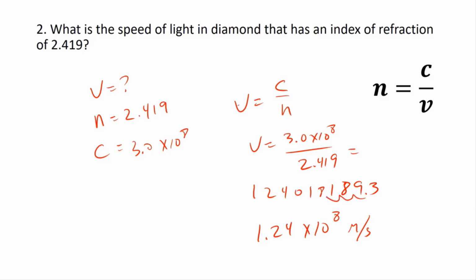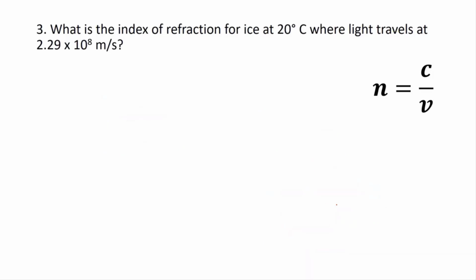Once again, 1, 2, 3, 4, 5, 6, 7, 8. That gives you this number right here, that 8. So that's not negative, that's just an 8. 1.24 times 10 to the 8th meters per second is our answer for this problem.